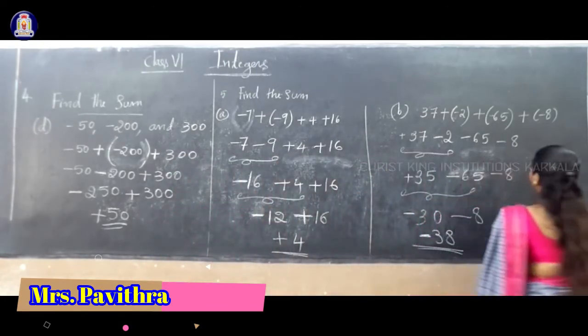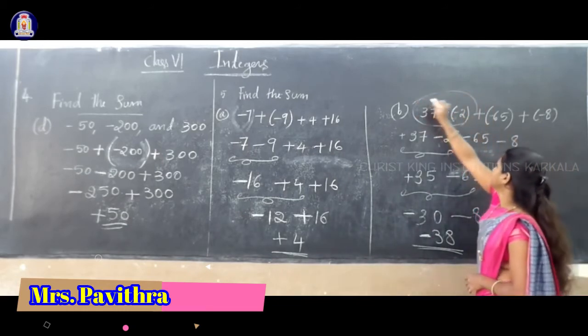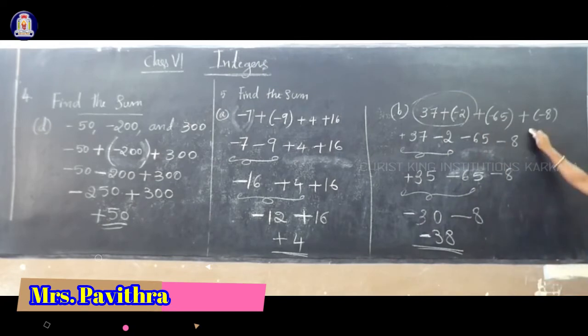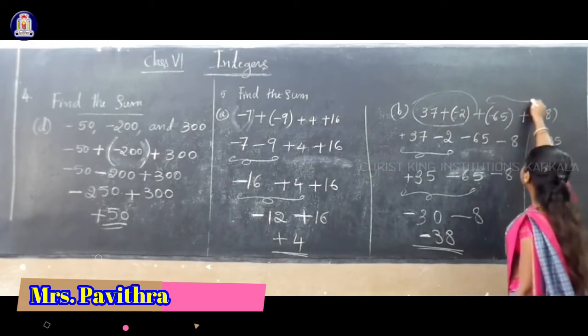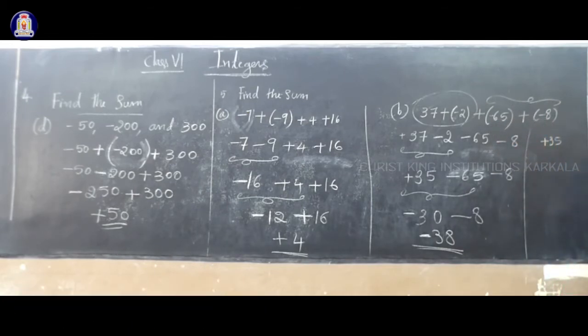So if you want another method, that is another answer. These two, the first two integers. So what is the first two integers' answer? 37 minus 2 will get plus 35. Clear? Next two integers. Consider these two integers. Minus 65 minus 8. 65 plus 8, that is 73. Is it correct? Minus 73.